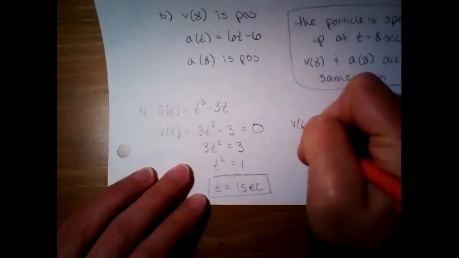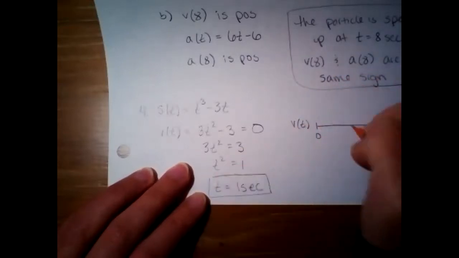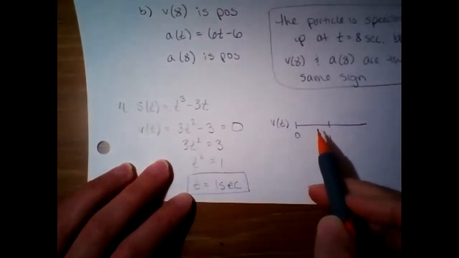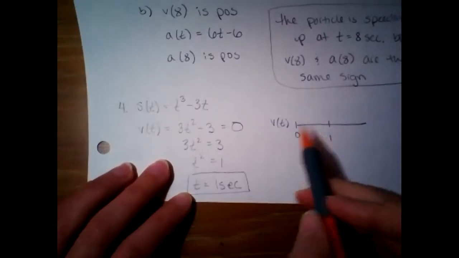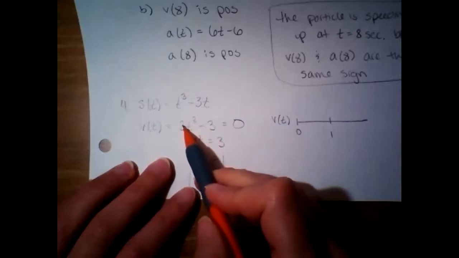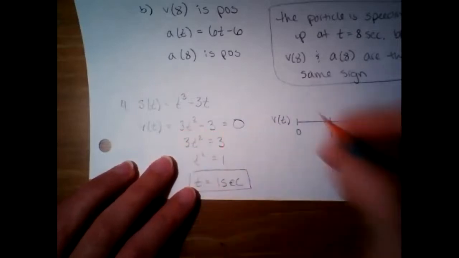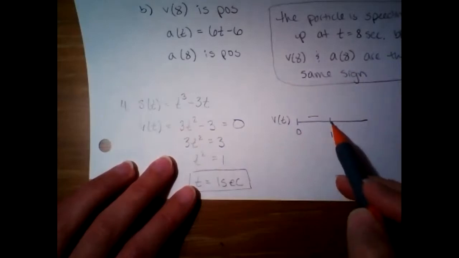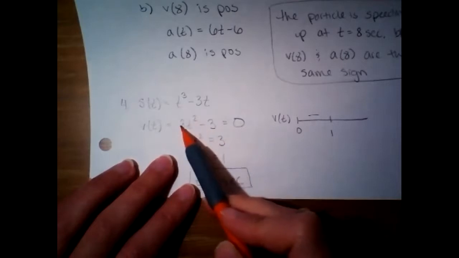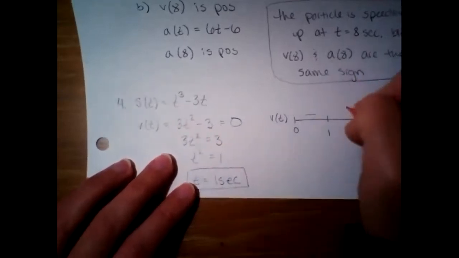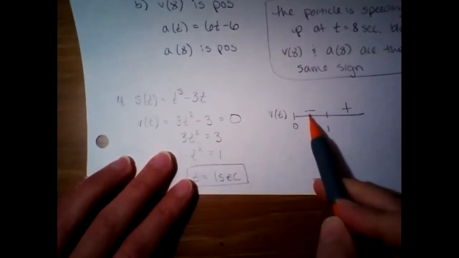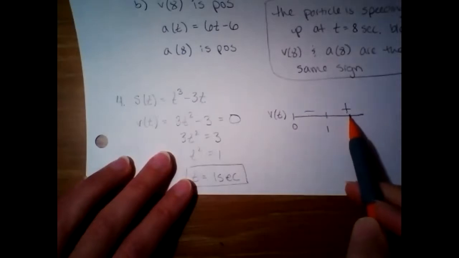And just to show you on the velocity graph, if I pick a number in this section, like a half, and plug that into velocity, a half squared would be a fourth, times 3 would be 3/4, minus 3 would be negative. And if I pick a number bigger than 1, like 2, 2 squared would be 4, times 3 is 12, minus 3 is 9, which is positive. So we have a change in direction there. The particle was moving in the negative direction and then is moving in the positive direction.